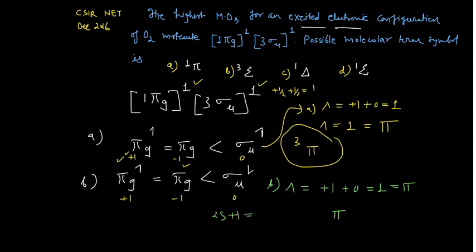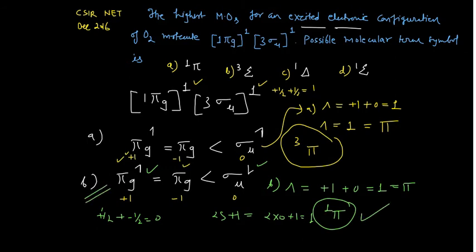In that case, see, these electrons are paired. So the first is +1/2 and the second is -1/2. That will give you 0. That means 2 into 0 plus 1 equals 1. That means 1 pi. So this is the correct excited state which is given here. So your answer would be A in that case. So this is how you can determine the answer.